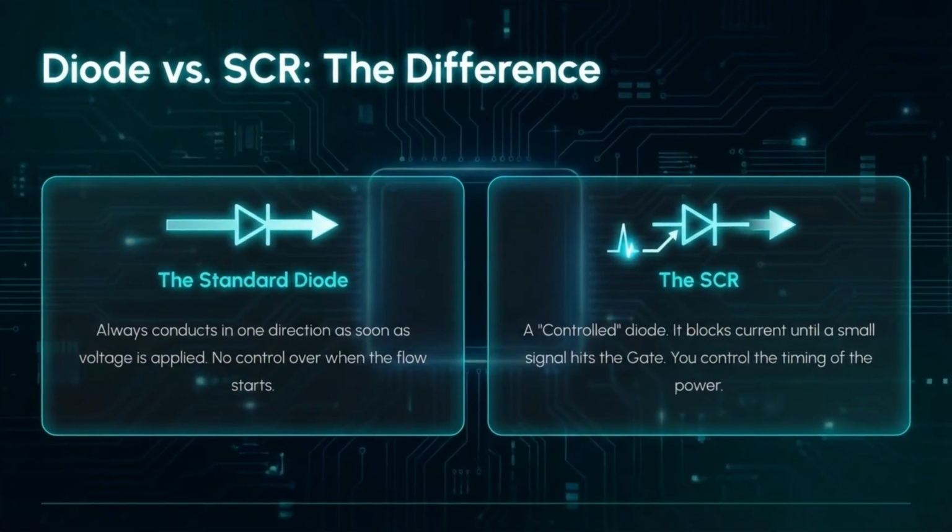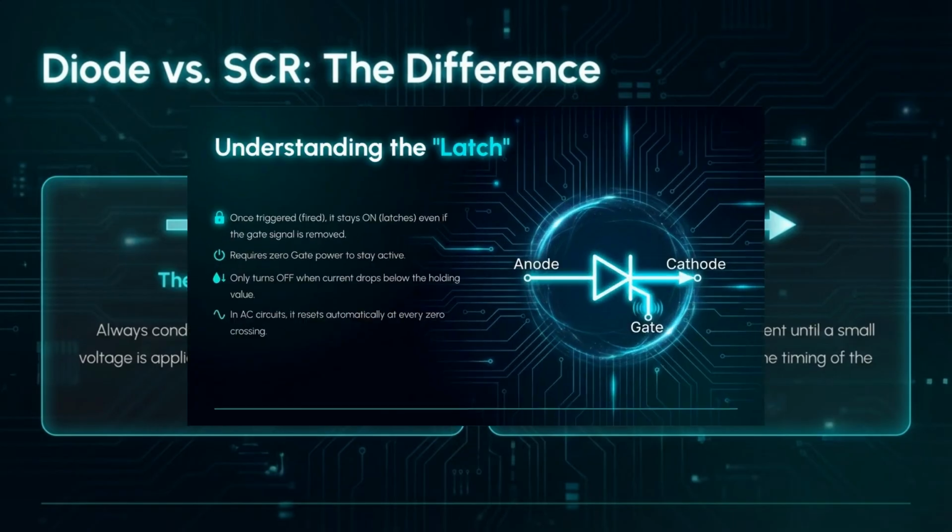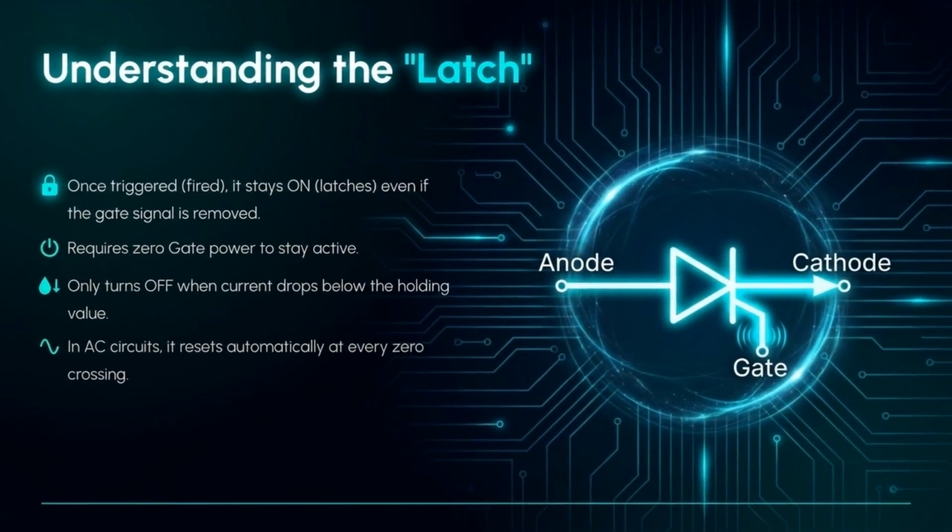The key difference between a standard diode and an SCR is control. A standard diode always conducts when voltage is applied. The SCR, or controlled diode, blocks current until a small signal hits the gate, allowing you to control the timing of the power. Understanding the latch is vital.